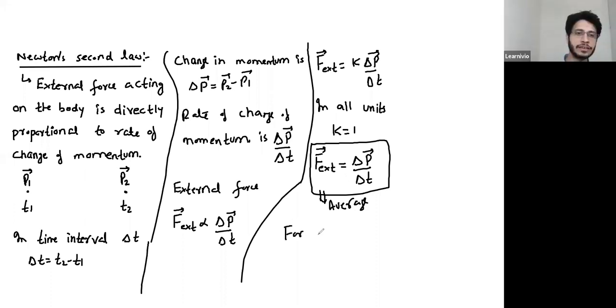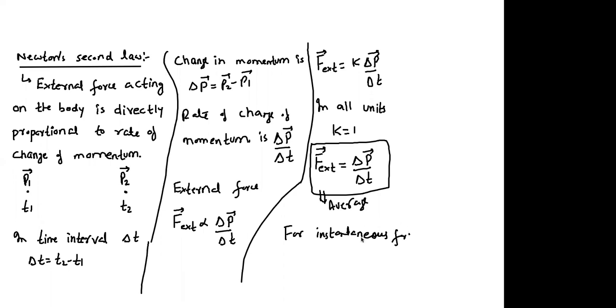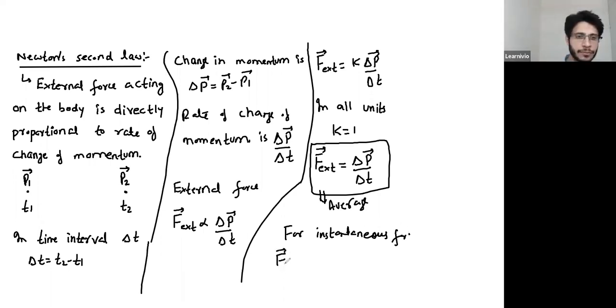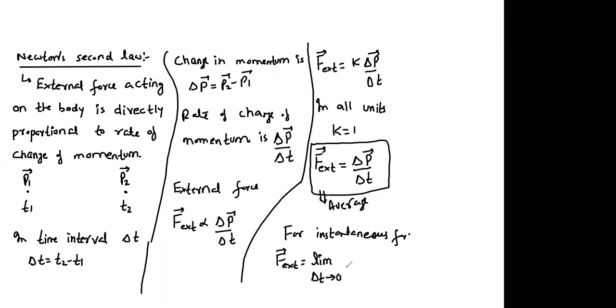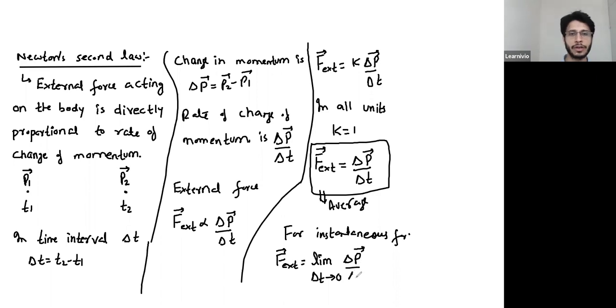For instantaneous, now tell me, what will you do for instantaneous force? Fazil, to move from average to instantaneous, what's that step? Derivative. Yes, derivative. But to go for derivative, there is one intermediate step, and that is take the limit delta t tends to 0. It's delta p over delta t, which is dp over dt.